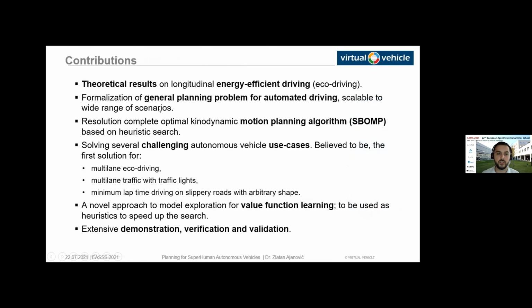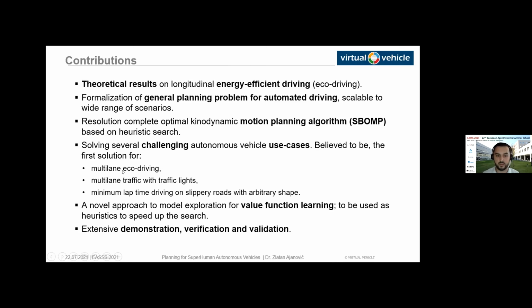So what were the contributions here? There are some theoretical results on energy efficient driving, for the eco driving use case. Then some formalization of a general planning problem for automated driving, scalable to a wide range of scenarios in urban traffic, especially with different traffic lights, multiple lanes, lane changes, and different traffic rules. And I will also show you a resolution complete optimal kinodynamic motion planning algorithm, coined as BOMP.